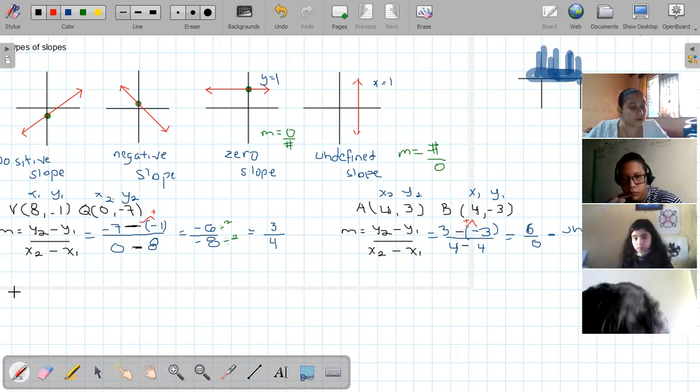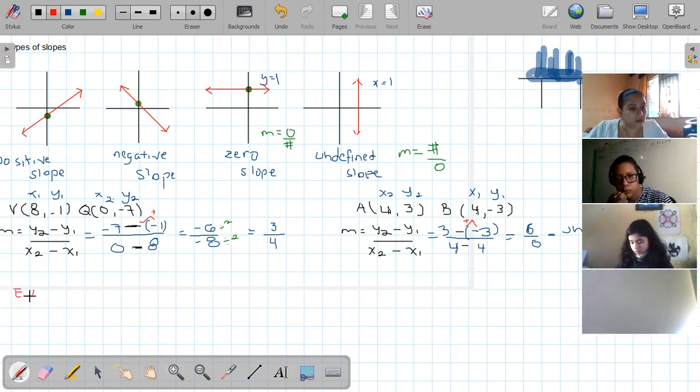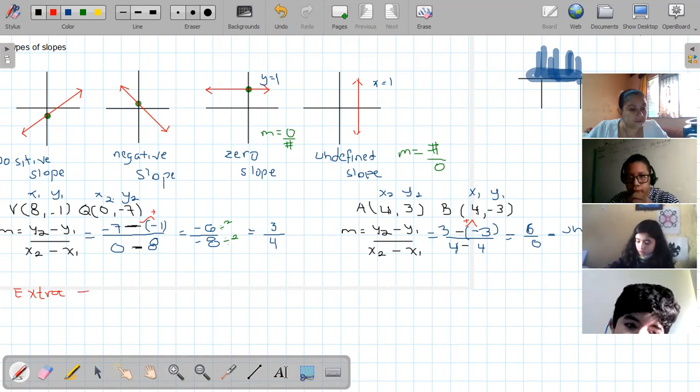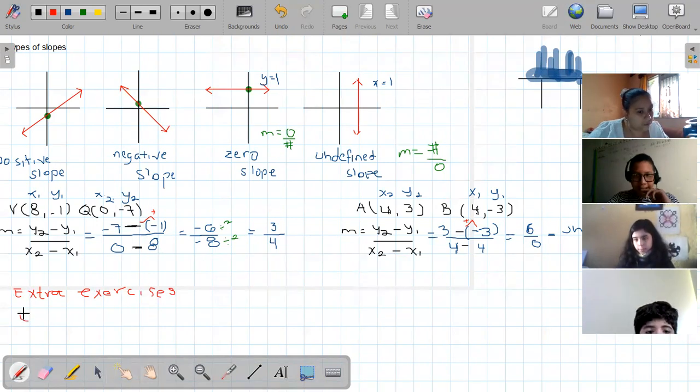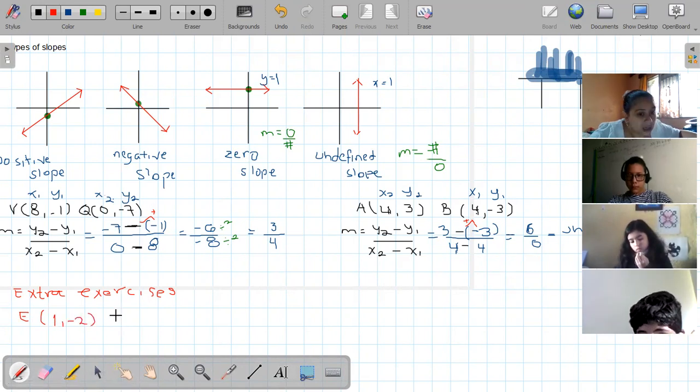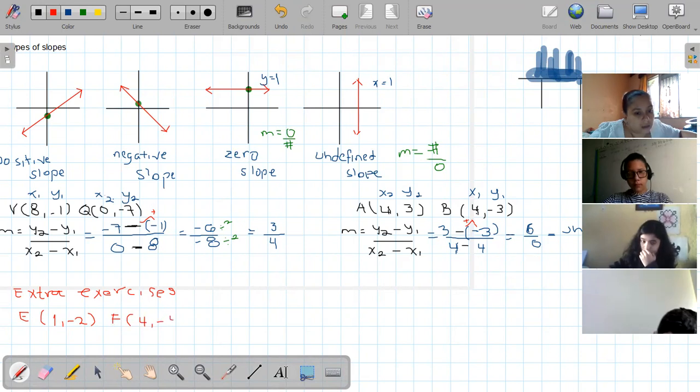Which ones are the exercises? I'm gonna write them in red. I don't like to write in red, but I'm gonna use red. We're gonna call it extra exercises, and you need to find the slopes of them. You're going to find the slope of: the first point is E, and it is 1, -2. And the second point is F, and its location is 4, -8. This is the first exercise that you are gonna do.